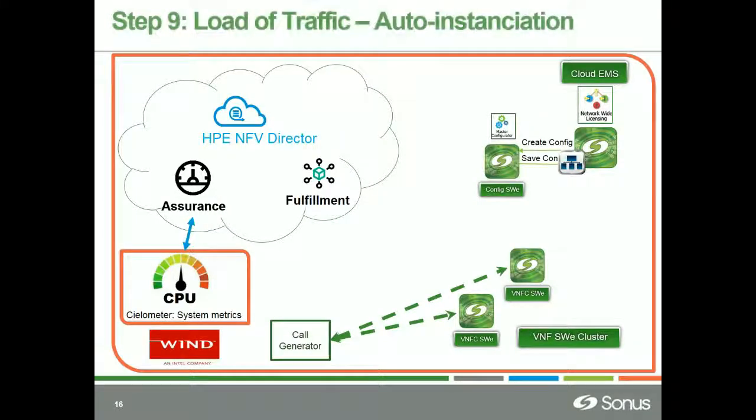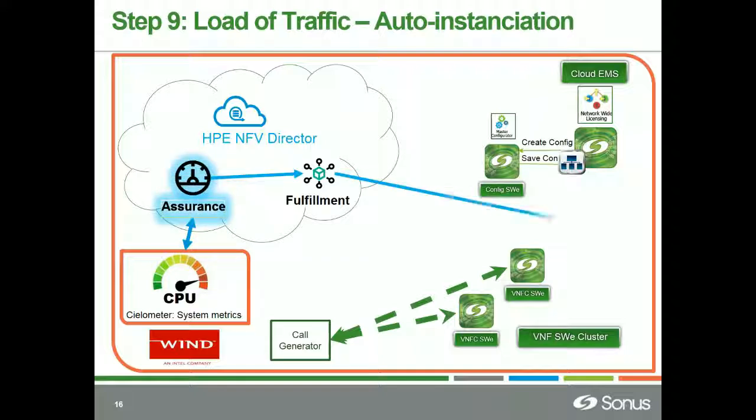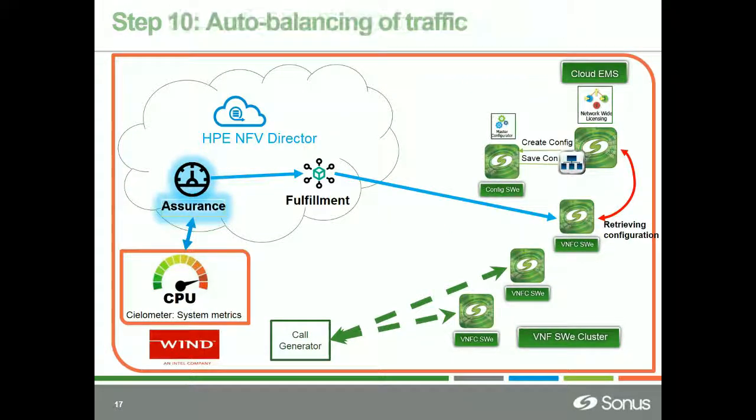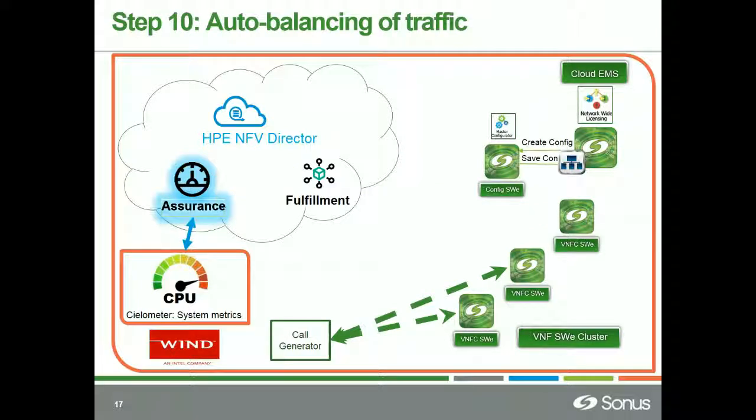If we increase again the load of the traffic and reach the threshold limits, a new instance is launched by the HPE NFV Director, following the same steps as previously described. Once this new node is attached to the Sonus SBC cluster, the call traffic is load shared between the three elements. This can be reproduced a certain number of times.